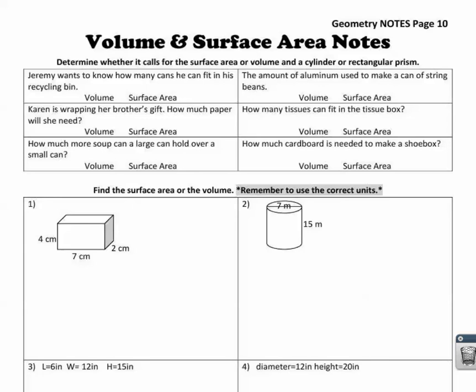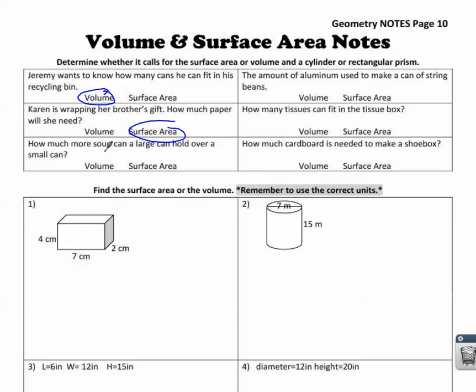Jerry wants to know how many cans he can fit into his recycling bin. So this is volume since he's trying to fill the recycling bin. Right below it, Karen is wrapping her brother's gift. How much paper will she need? Since you're wrapping something around an object, this is surface area.